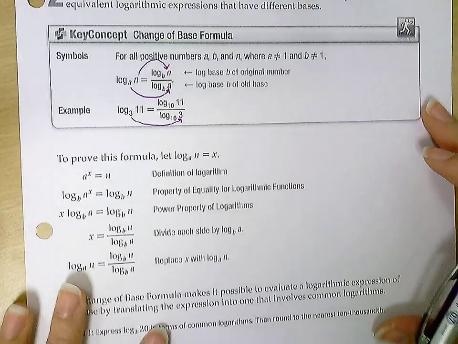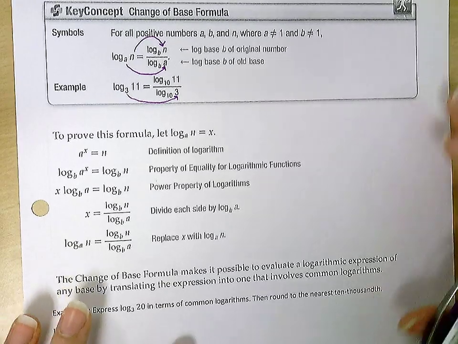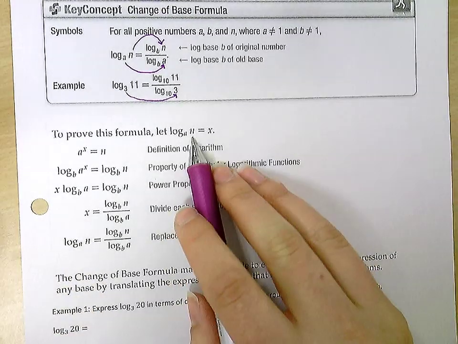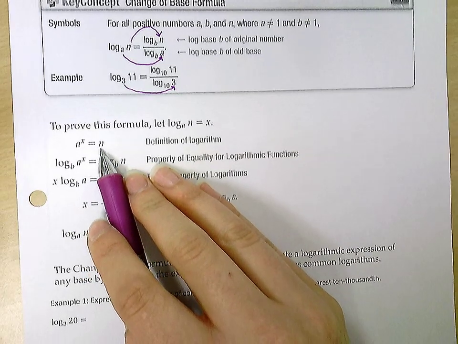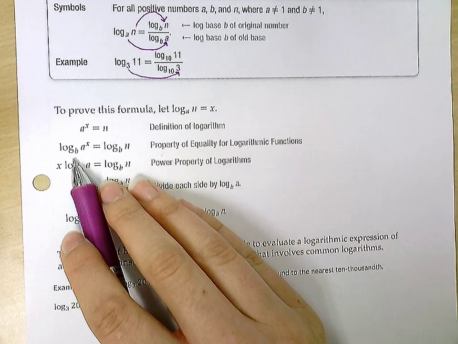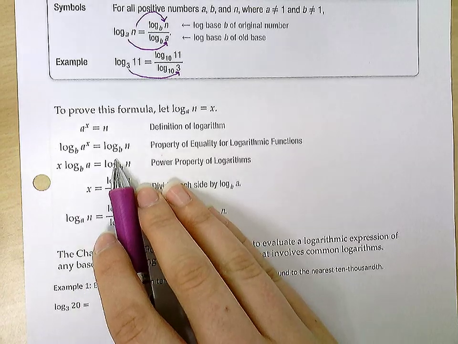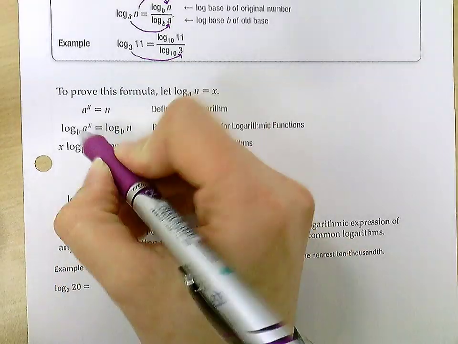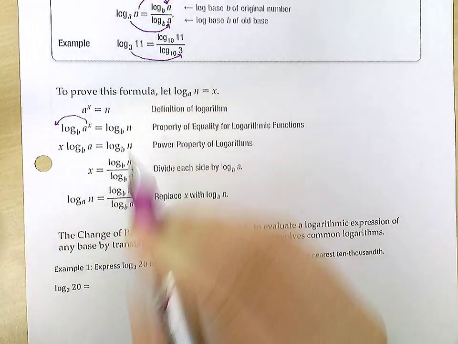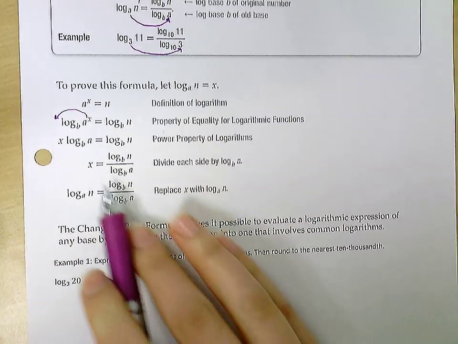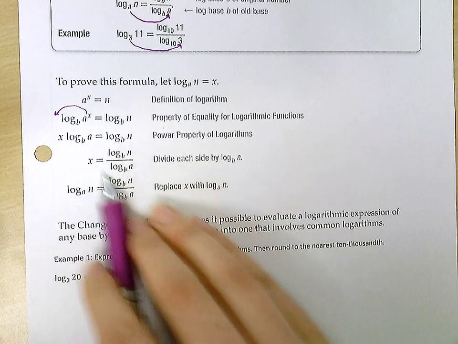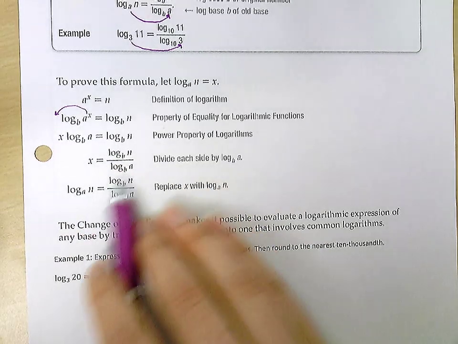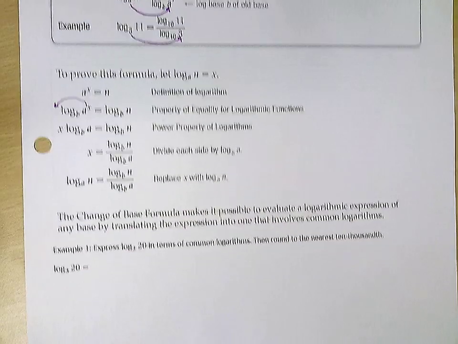Below I have the proof of that formula. So I have log base a of n is equal to x. So we have a to the x is equal to n. Bring in log base b to both sides. I could bring this x value out front. Divide by log base b of a to get x by itself. And that is how I would get my formula.